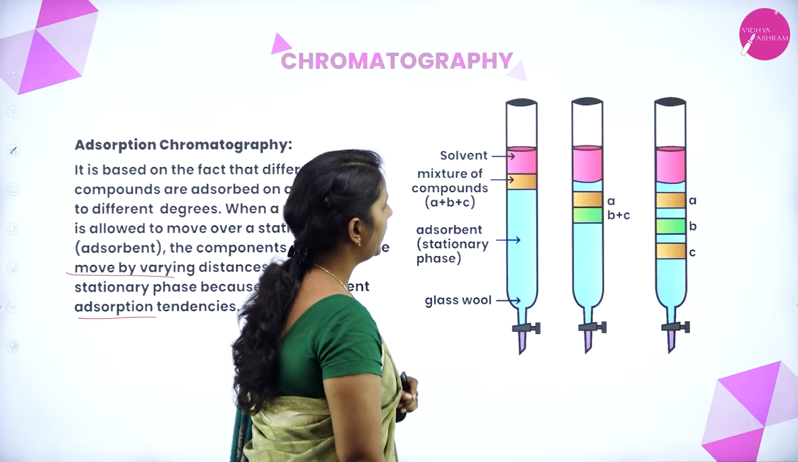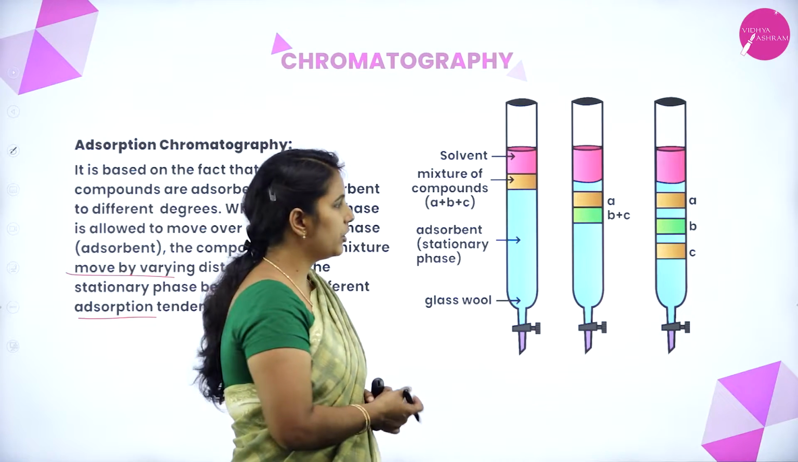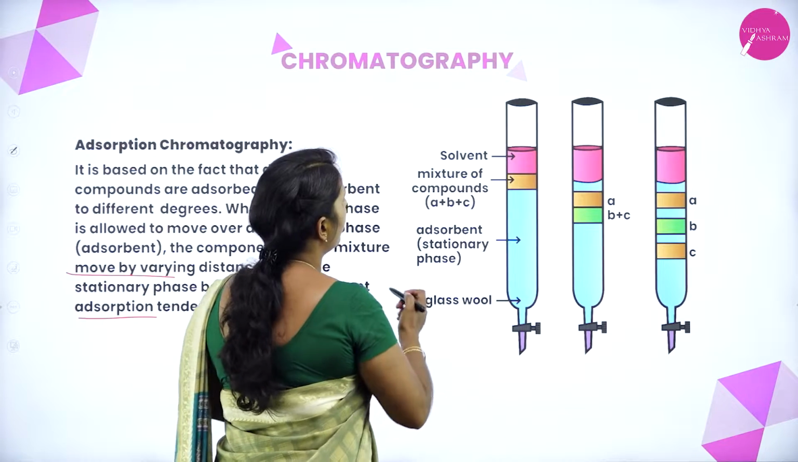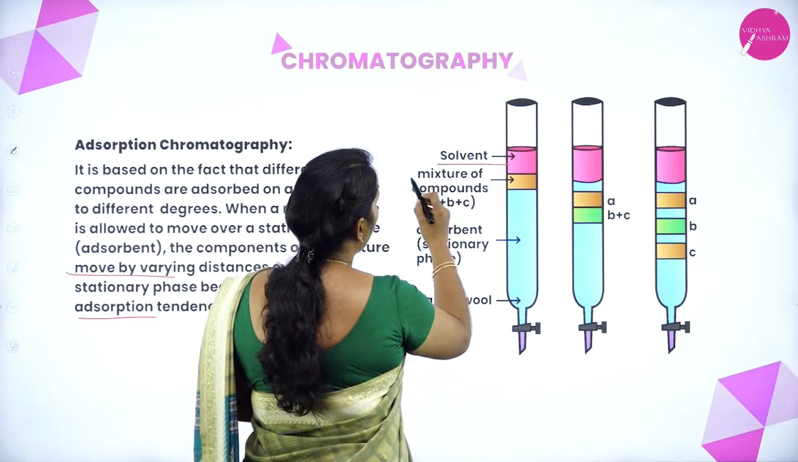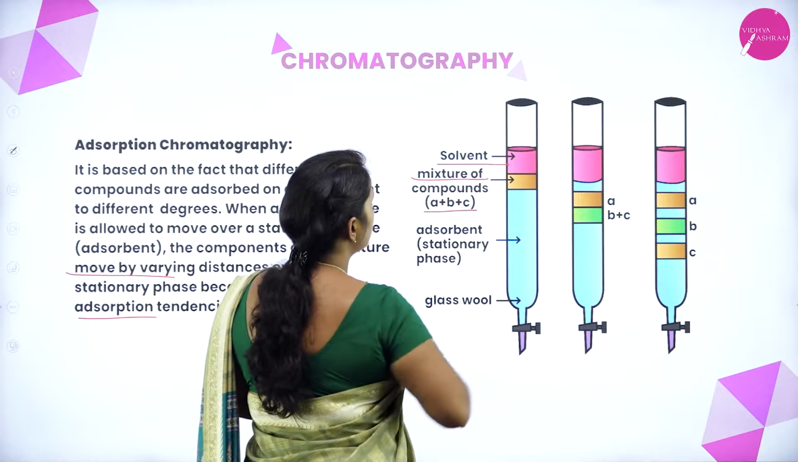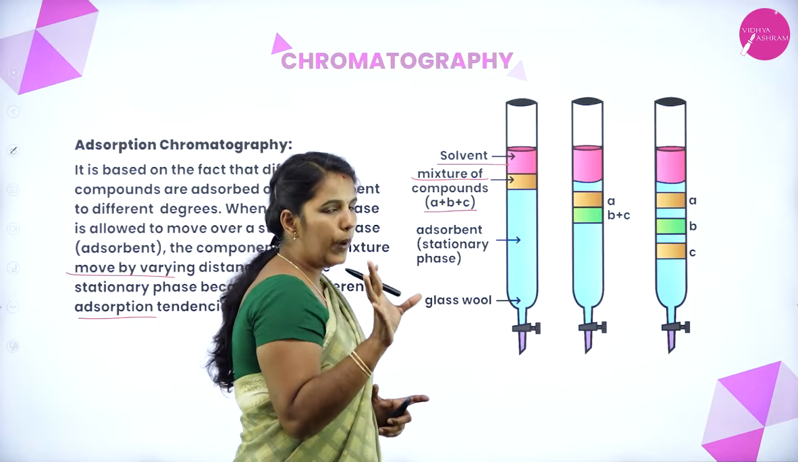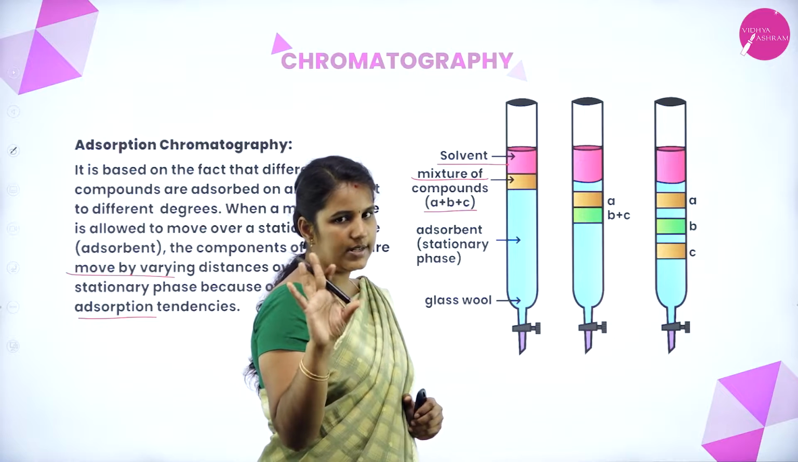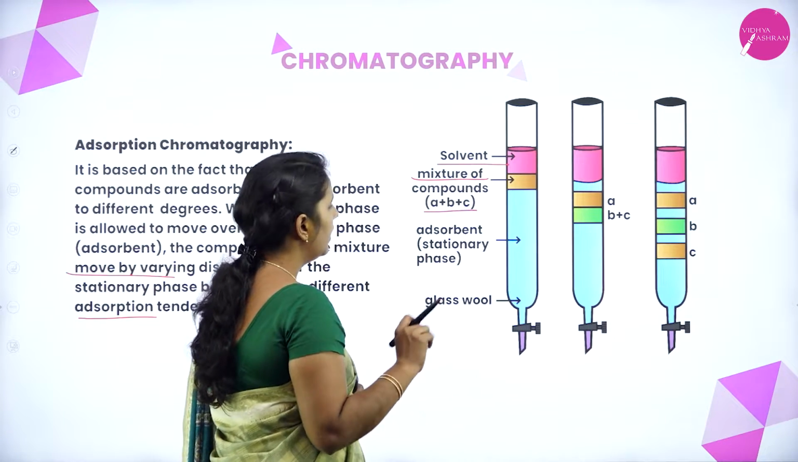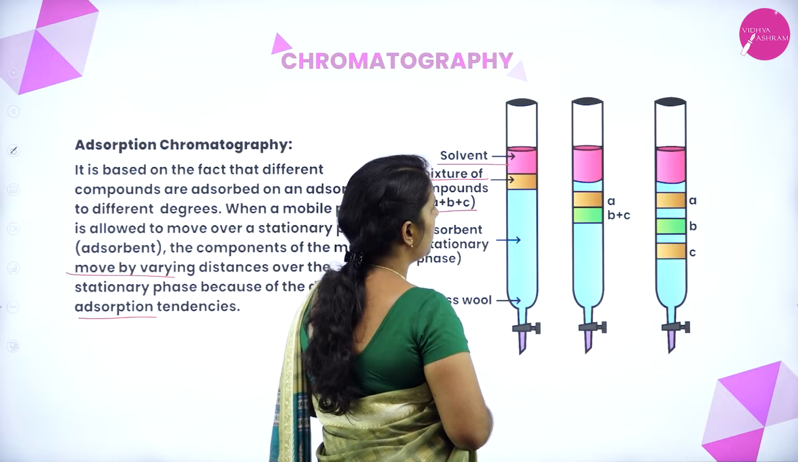So, this is an apparatus for adsorption chromatography. Here you have taken the solvent and the mixture of A plus B plus C, and this is the stationary phase. And why is it known as stationary phase? Because it does not get changed. Okay, look at the diagram and understand.